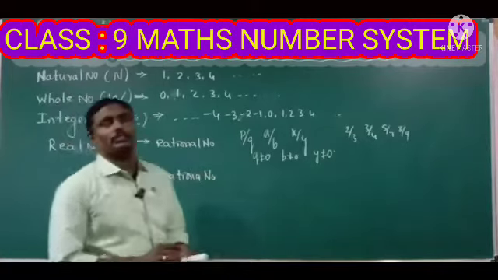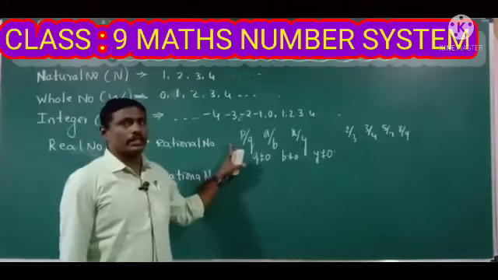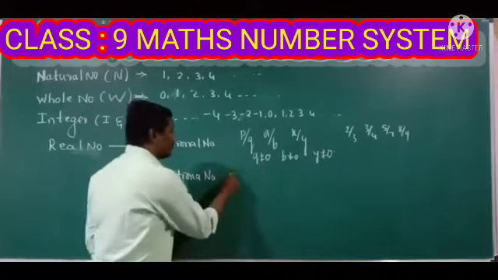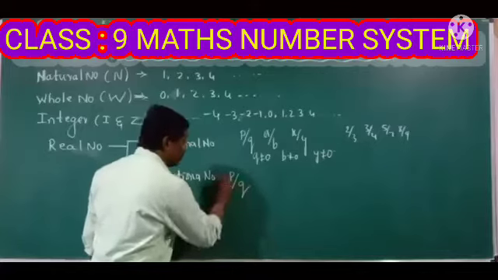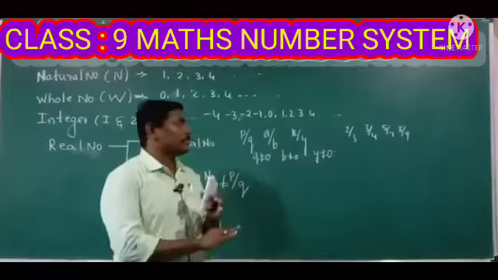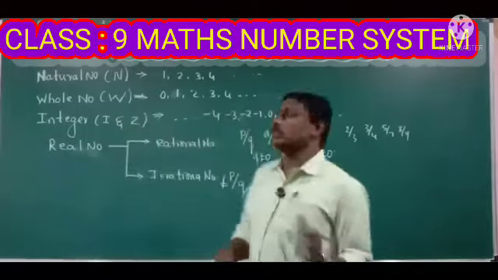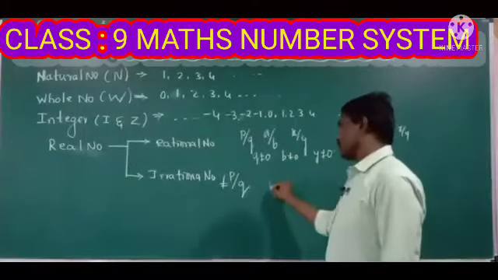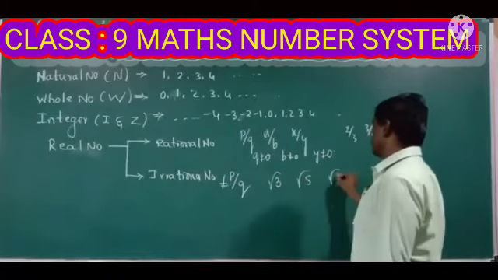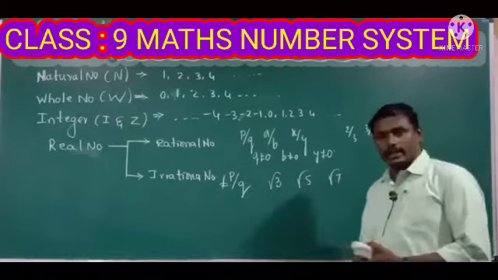Irrational numbers. Irrational numbers means it's the opposite. Here we are representing the numbers in the form of p by q, but in irrational numbers we cannot represent the numbers in the form of p by q, or a by b, or x by y. These kinds of numbers are called irrational numbers. For example, root 3, root 5, root 7. So these are the examples for irrational numbers.